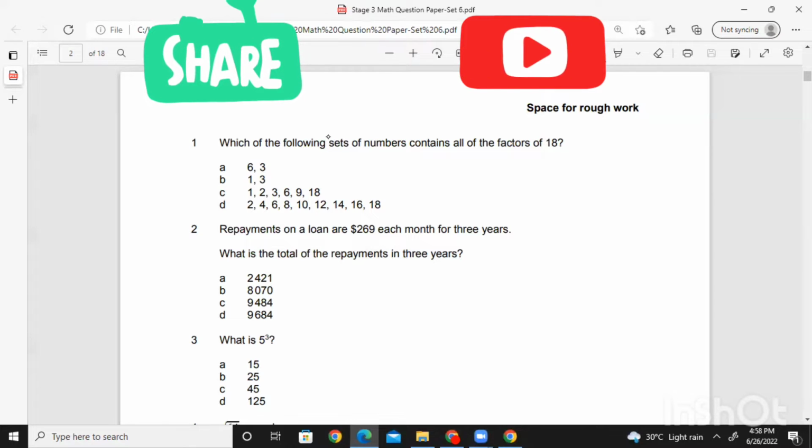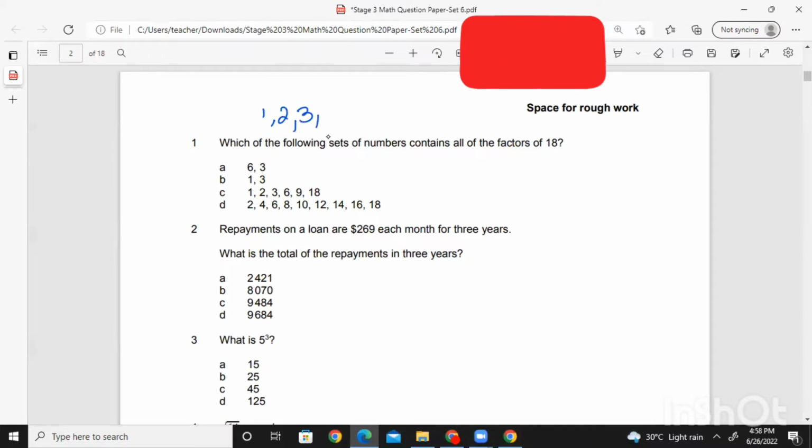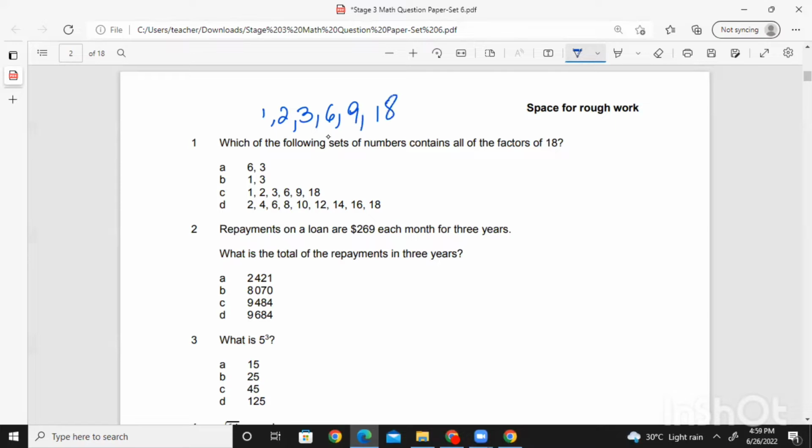So let's go. It says, which of the following sets of numbers contain all of the factors of 18? What are factors of 18? The factors of 18 are numbers that can go into 18 without leaving a remainder. So we want to make sure that we are getting those out. What are all the numbers that can go into 18 without a remainder? Here it is. So number one is C.